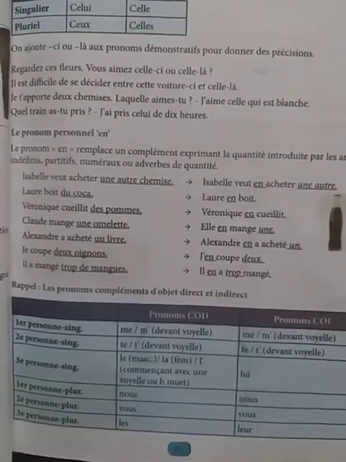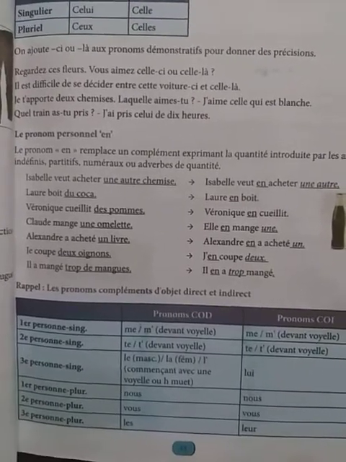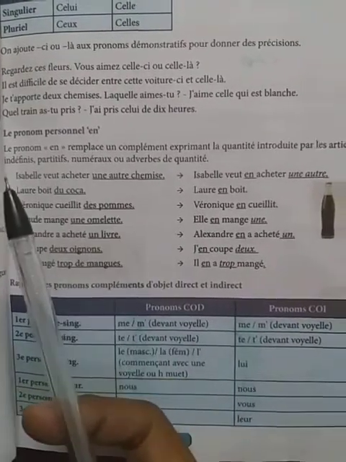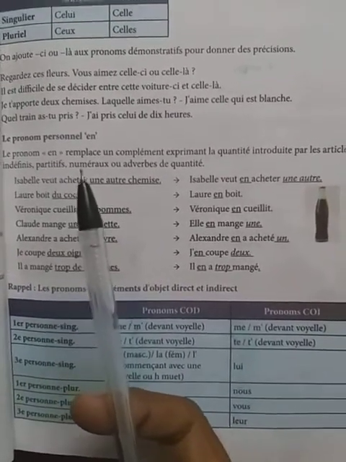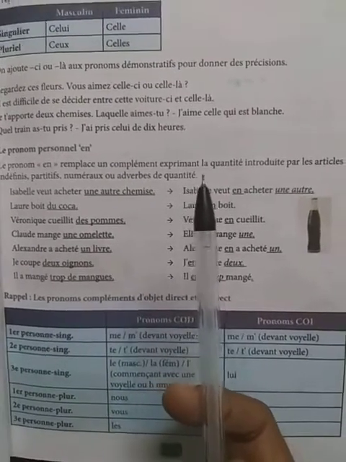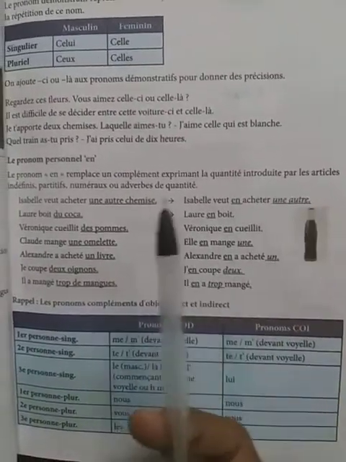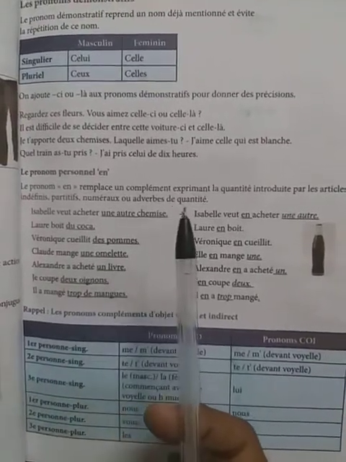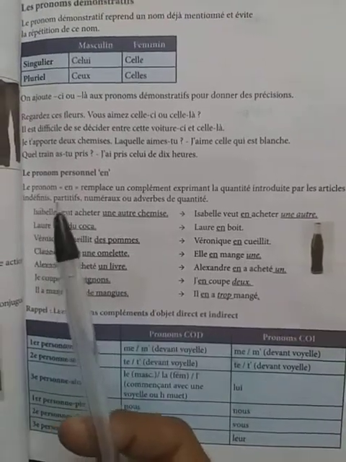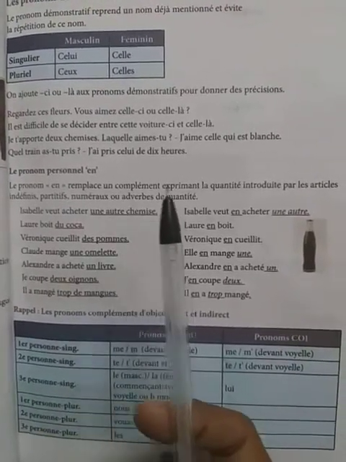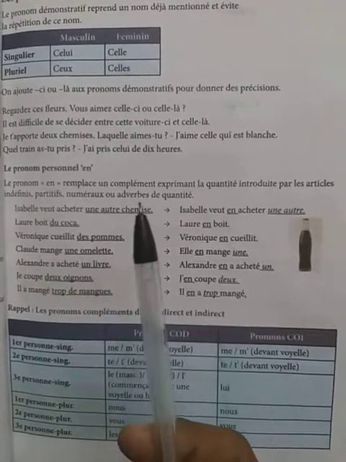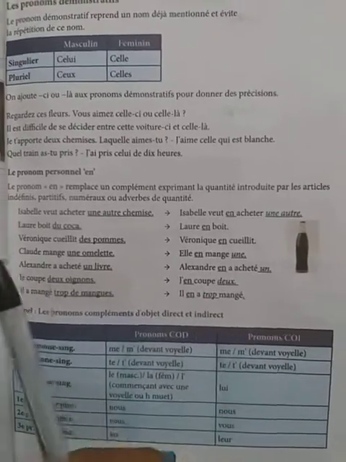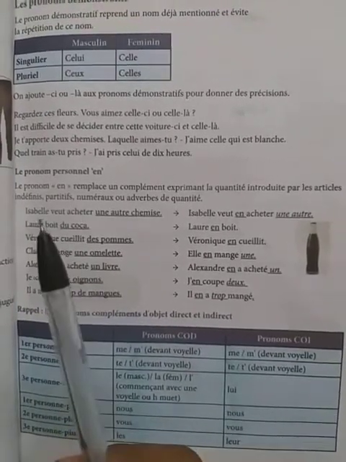Next topic, le pronom personnel en. Le pronom personnel en remplace un complément exprimant la quantité introduite par les articles indéfinis, partitifs, numéros ou adverbes de quantité. What is this? The pronoun en, you already studied last year.